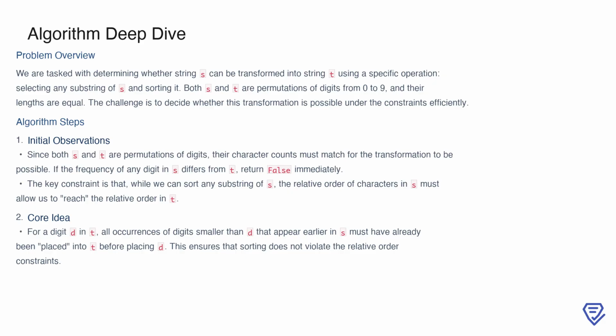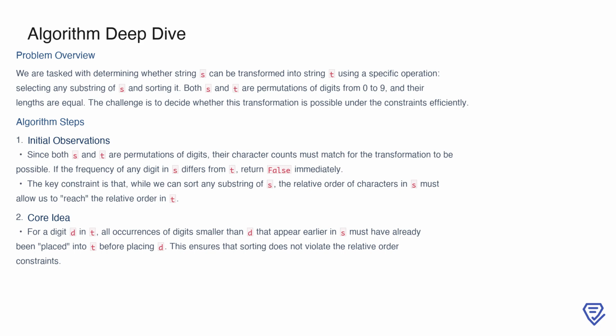First, we can observe that since both strings are permutations, their character counts must match. If the frequency of any digit differs between S and T, the transformation is immediately impossible, and we return false. Now, the main insight is that while substrings can be sorted, the relative order of characters in S must allow us to reach the relative order required by T.